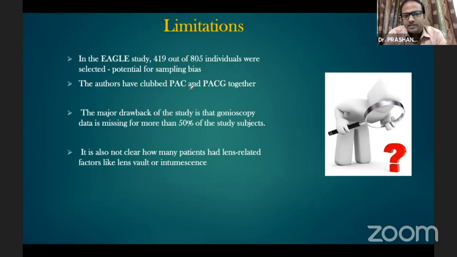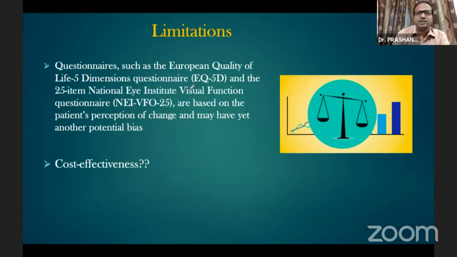Major drawback of this study is the gonioscopy data. They did not document proper gonioscopy in most of the patients, and also lens related changes like vault of the lens and intumescence of the cataract were not mentioned in the study, which is a very big limitation. One of the positive findings was the improvement in quality of life, assessed by questionnaires like the European Quality of Life 5-dimension index.